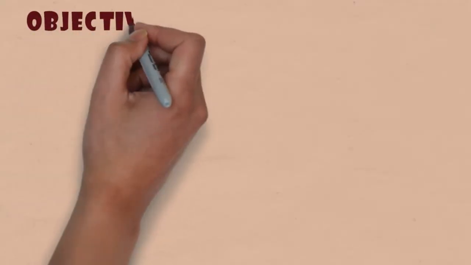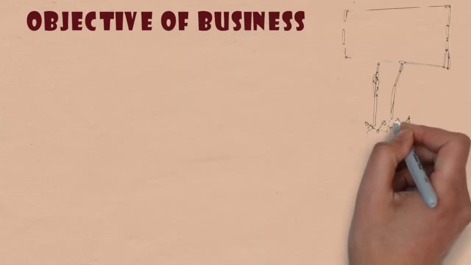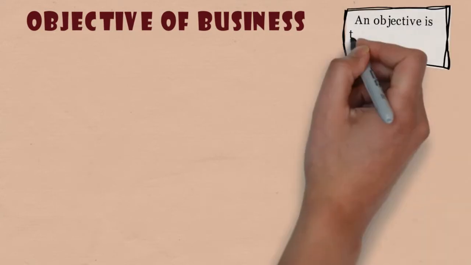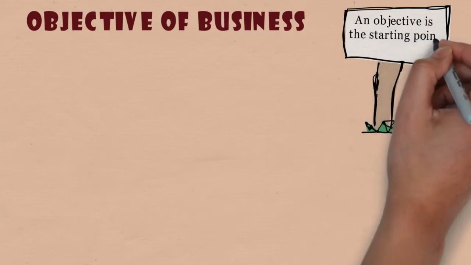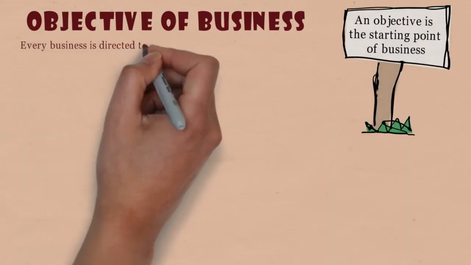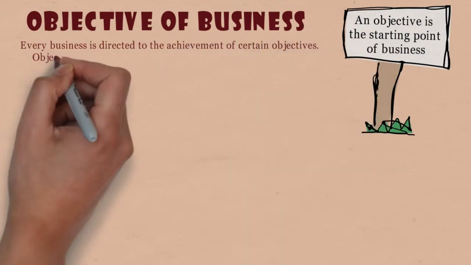Objective of business. That is, why we are carrying out a particular business. What business owners plan to achieve. An objective is the starting point of the business. Every business is directed towards achievement of certain objectives.